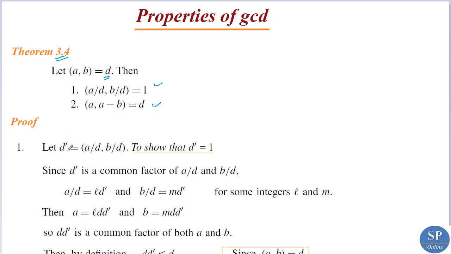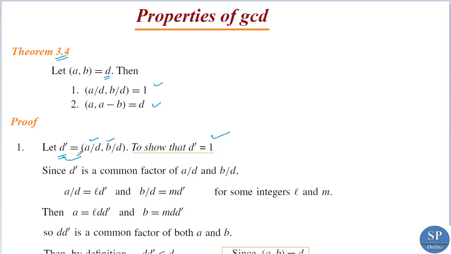So let us discuss the first one. If the GCD of A and B is equal to D, then we have to show that GCD of A by D, B by D is equal to 1. Let D dash be equal to the GCD of A by D and B by D. So we have to show that D dash is equal to 1. Now, since D dash is equal to the GCD of this, D dash is a common factor of A by D and B by D by the definition of GCD.